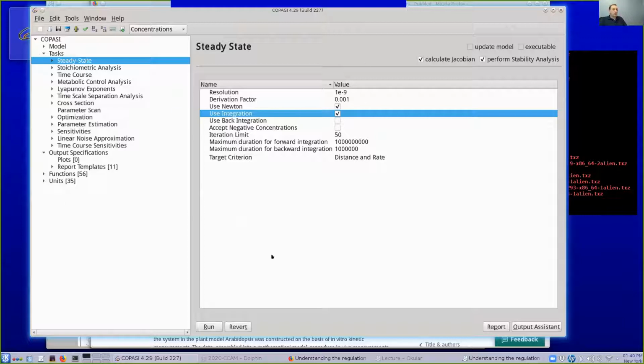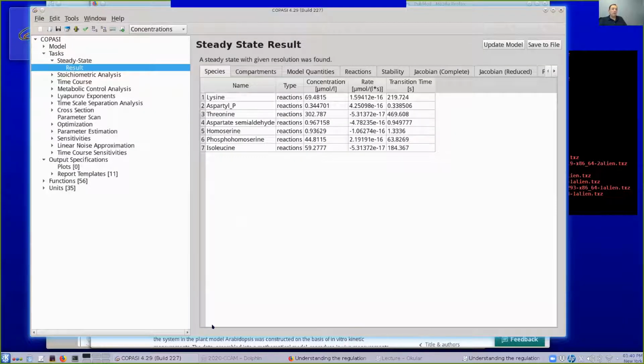So I'm going to keep those, and for a steady state, all you need to do is to press the run button. And so it tries to find a steady state, and it found one now. And it's telling me the concentration of the species in that steady state. So that's the concentration of the species that are actually variables. There's more species, if you remember, but they were all constant. These are the variables, and it tells you their concentration, and it actually tells you their rate.